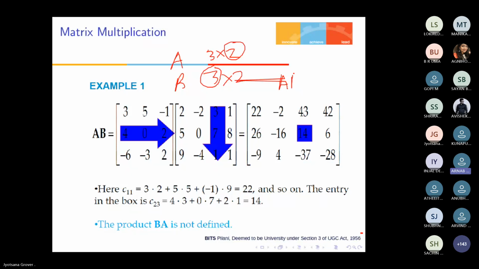Okay. So if we multiply a row vector with a column vector, we just get a single digit, right? Yes, yes, yes. Suppose A is, you can say now.